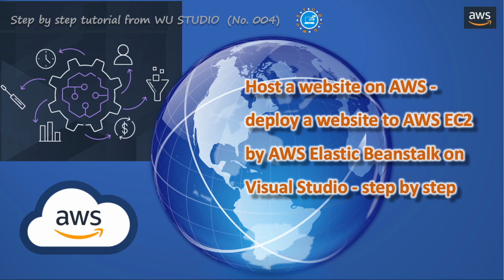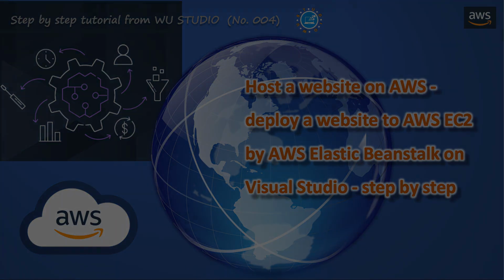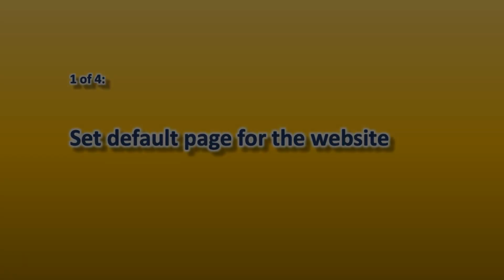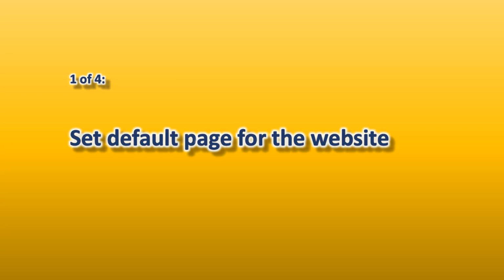Hi there. In this video, we're going to show step by step how to deploy a website to AWS EC2 by using AWS Elastic Beanstalk on Visual Studio. So the first topic: how to set the default page for the website.